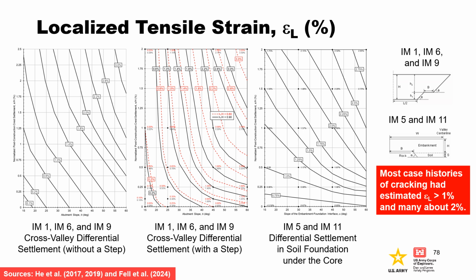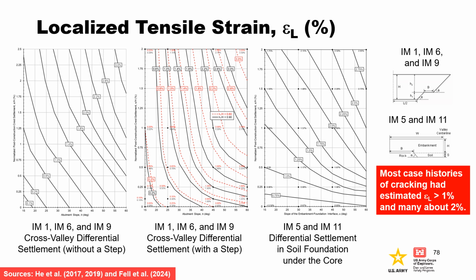Numerical analyses show that for differential settlement, strains tend to localize. So it is important to be able to predict what localized strains are likely to result in cracking. To get a feel for the maximum localized strains which might have occurred in case histories of dams with cracking, parametric models, which most closely represent the valley profile of the case histories, and the post-construction settlement were used to estimate the localized strains and accumulated strains at the crest. Most cases of cracking had estimated localized strains greater than 1%, and many about 2%.